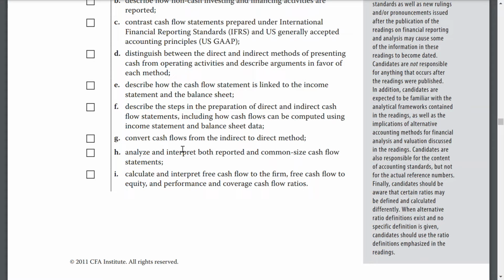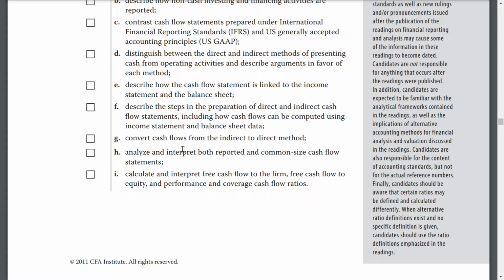Describe the steps in the preparation of direct and indirect cash flow statements, including how cash flows are computed using income statement and balance sheet data. Convert cash flows from indirect to direct methods. Analyze and interpret both reported and common size cash flow statements. Calculate and interpret free cash flow to the firm, free cash flow to equity, and performance and coverage cash flow ratios.